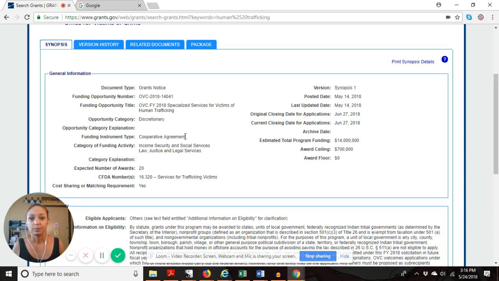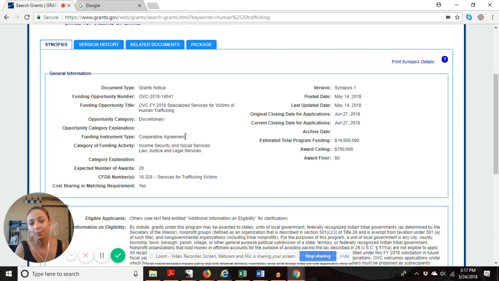Okay, so underneath that is a category of funding activity. And that is under income security and social services, law, justice, and legal services. So it's just kind of how that's cataloged under the federal government categories. And then they go down, they have a blank for the next one. These won't always all be filled out, but the main things you want to look at is what kind of grant is it? Is it discretionary? What kind of funding instrument? Is it a cooperative? Is it a regular grant? Is it a contract?